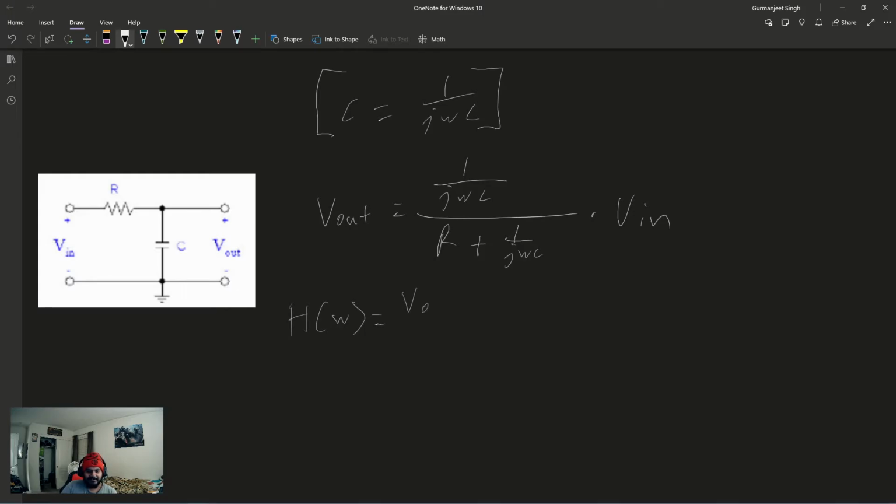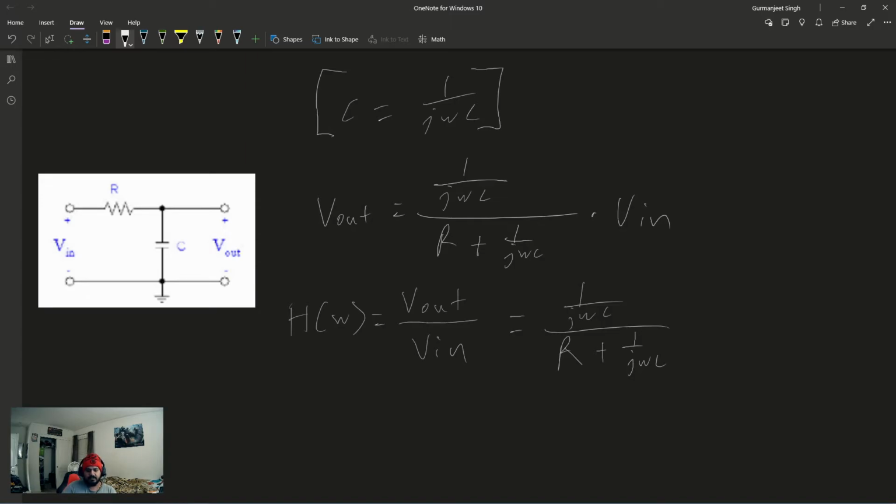V out over V in. So we have our V out, we have a V in. All we have to do is divide by the V in. So our actual transfer function essentially is just going to be 1 over j omega c over R plus 1 over j omega c. Now, you never really want this right here.